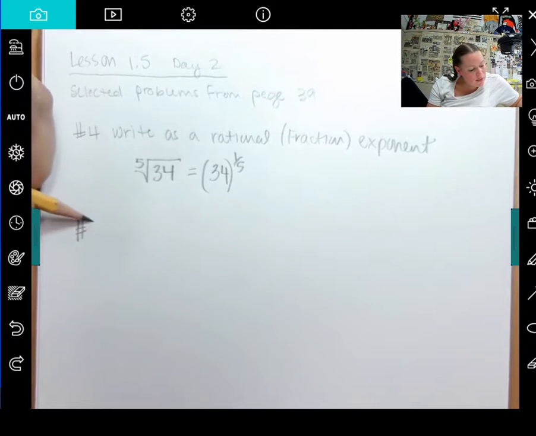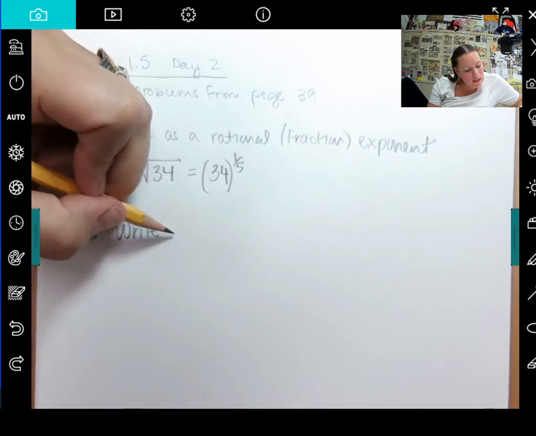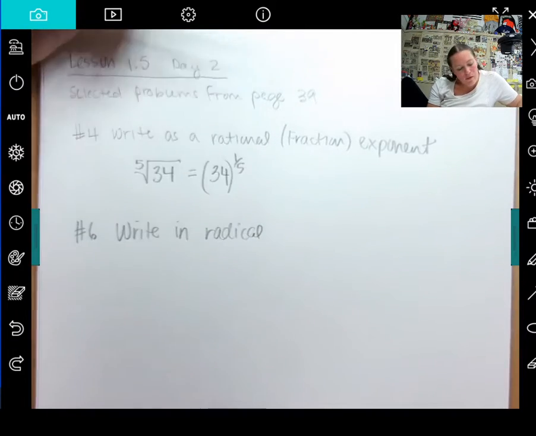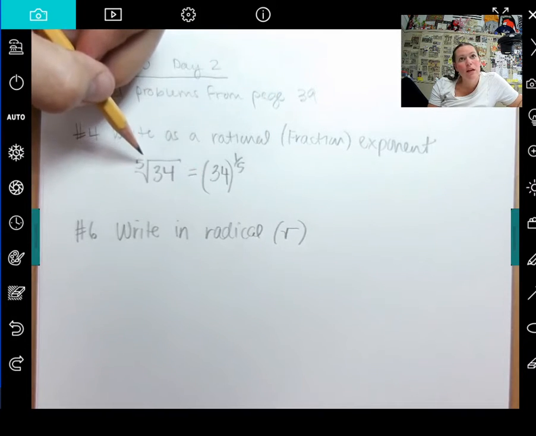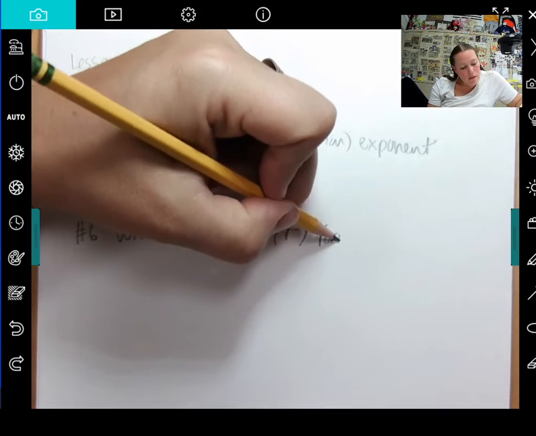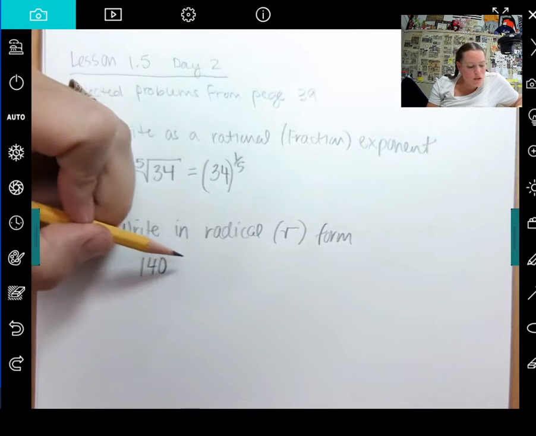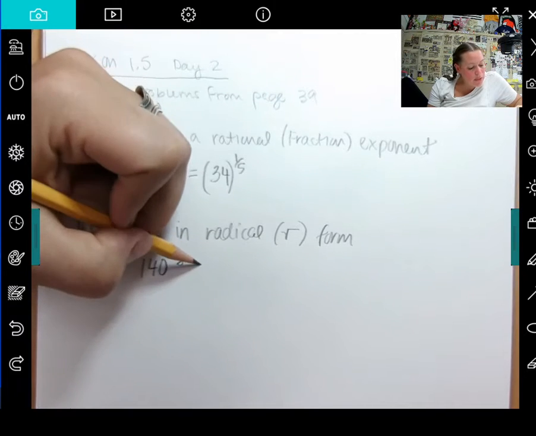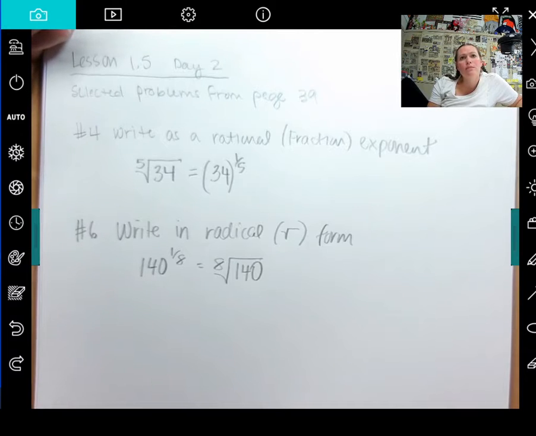Number 6. The directions for number 6 say write the expression in radical form. So radical is in that root form. It's got a root symbol. So number 6, the problem gives us 140 to the 1/8 power. So to the 1/8 power just means we want the 8th root of that base number, which is 140. So that's all you're doing for those problems.